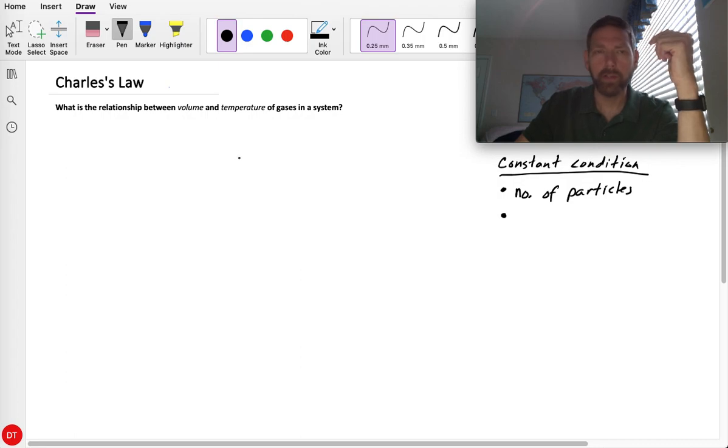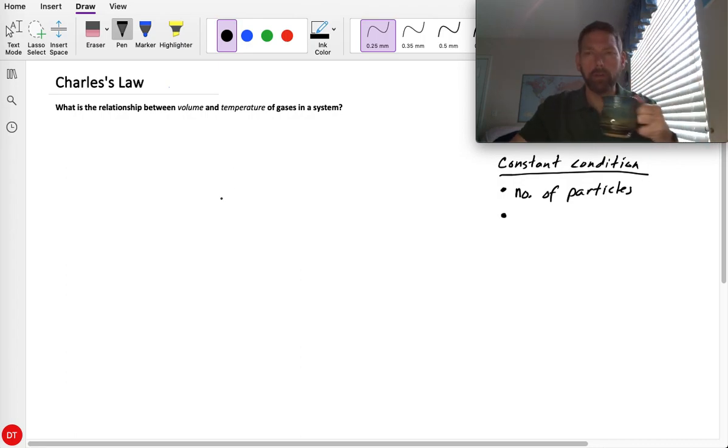I always like sketching these things out, and I think it helps with the learning if we can visualize it. So volume and temperature. This is a situation where you can go back to elementary school and really use what they taught you.